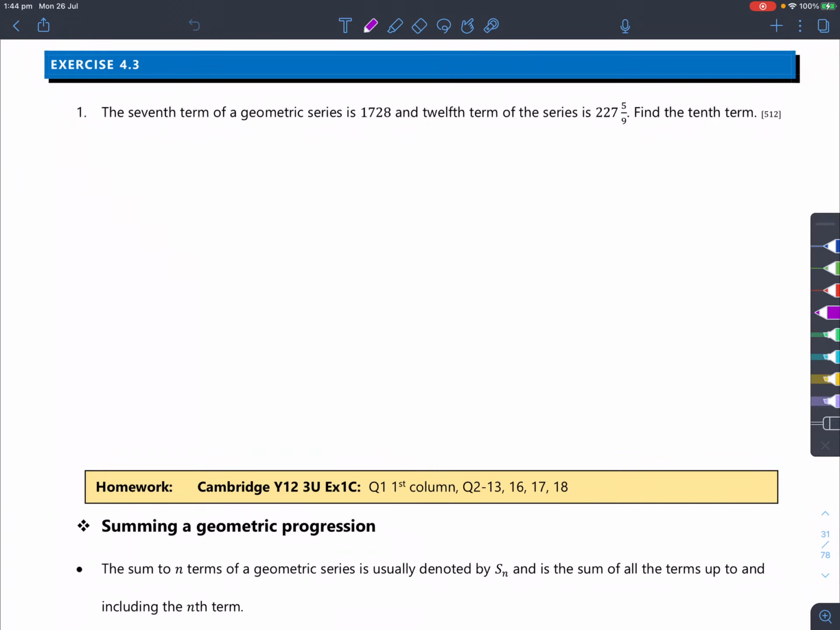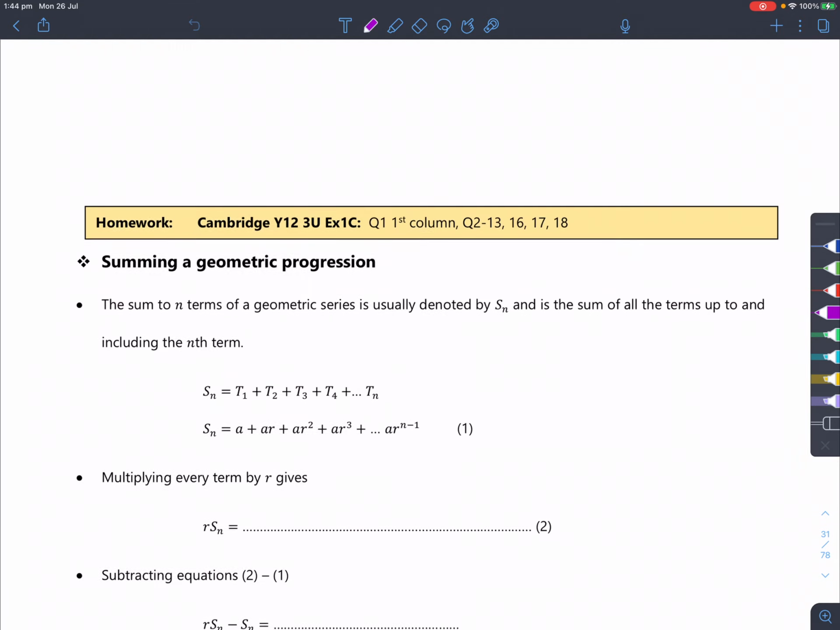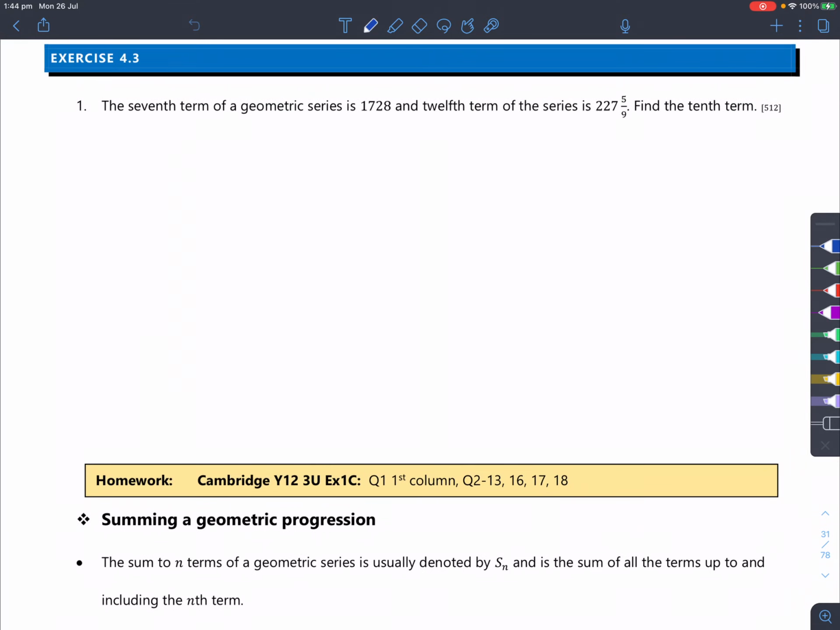We're going to be continuing with geometric series, and this is page 29 of the booklet. All right. So exercise 4.3, the first question says, the 7th term of a geometric series is 1,728. The 12th term of the series is 227 and 5 ninths. Find the 10th term.